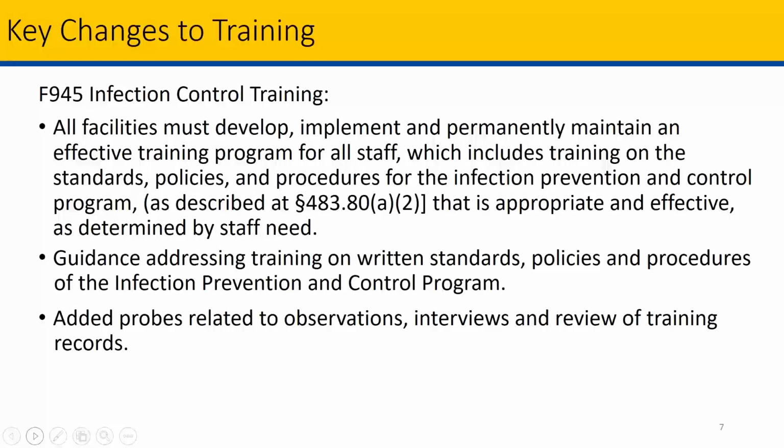F945 is a new Phase 3 requirement specific to infection control. All facilities must develop, implement, and permanently maintain an effective training program for all staff, which includes training on the standards, policies, and procedures for the Infection Prevention and Control Program, as described at 483.80A2, that is appropriate and effective as determined by staff need.